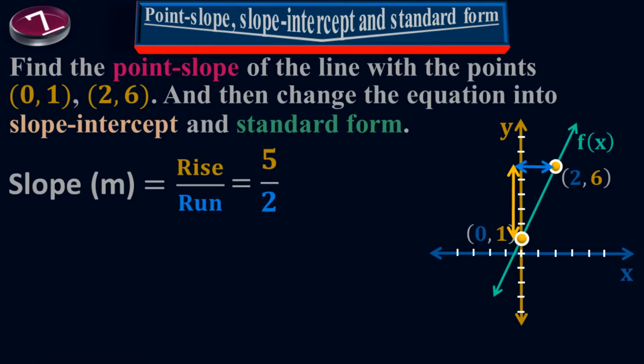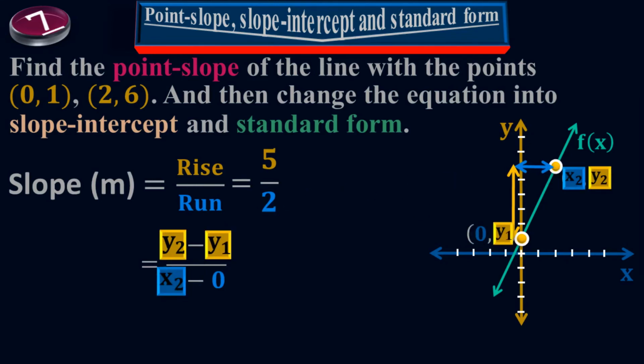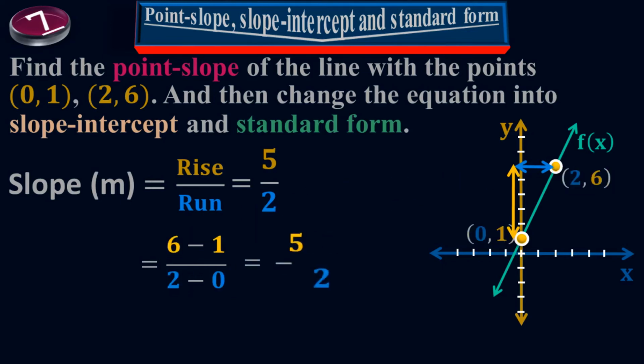Let me find it from the second procedure. 6 minus 1 over 2 minus 0. 6 is y sub 2. 1 is y sub 1. 2 is x sub 2. 0 is x sub 1. Just plugging the values for y sub 2, y sub 1, x sub 2 and x sub 1, you're going to get 5 over 2. So this is the second procedure to find the slope of the line. Whether you go for rise over run or for this procedure, you're going to get the same answer. We got the slope of the line, which is 5 over 2.